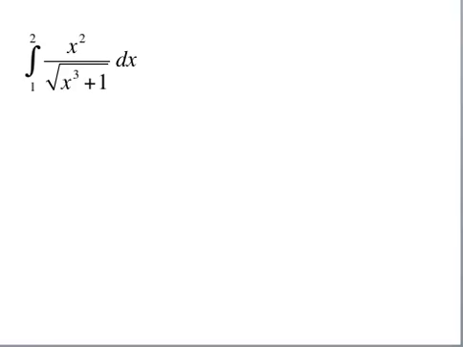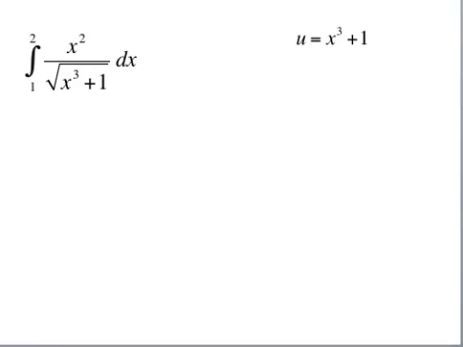Our next example is the integral from 1 to 2 of x squared over the square root of x cubed plus 1. We want to identify what u is going to be. If u is x cubed plus 1, the derivative is 3x squared. Is there a multiple of 3x squared in the numerator? There is. So that's indicative of a strategy that may work for us.